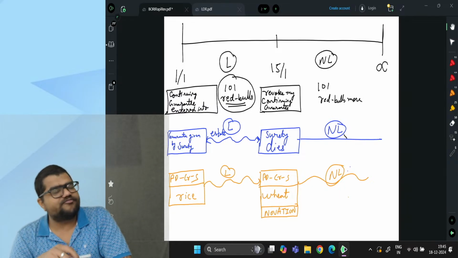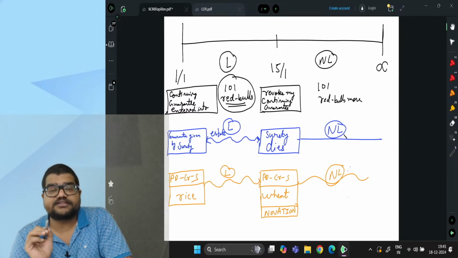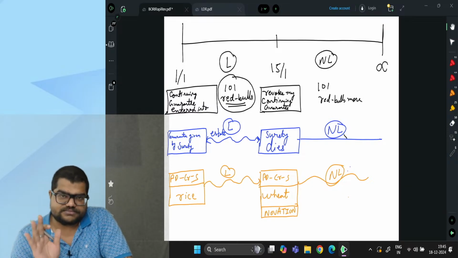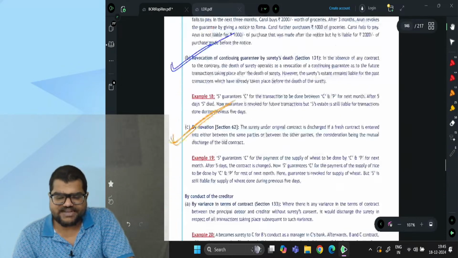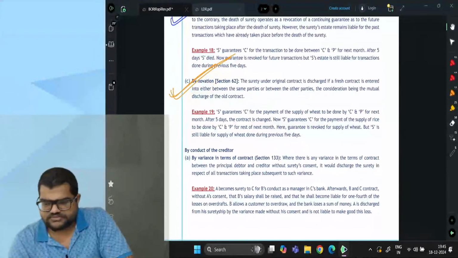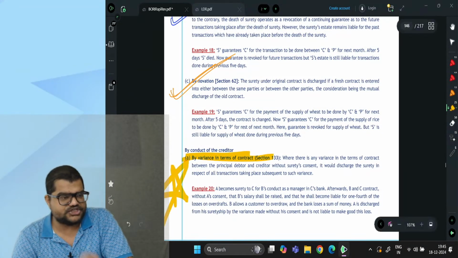One more topic, a very important topic from your exam point of view, which is section number 133. I'll repeat, very important for your exams. So what is the topic? It is basically variation. Very important for your exams. Variation.